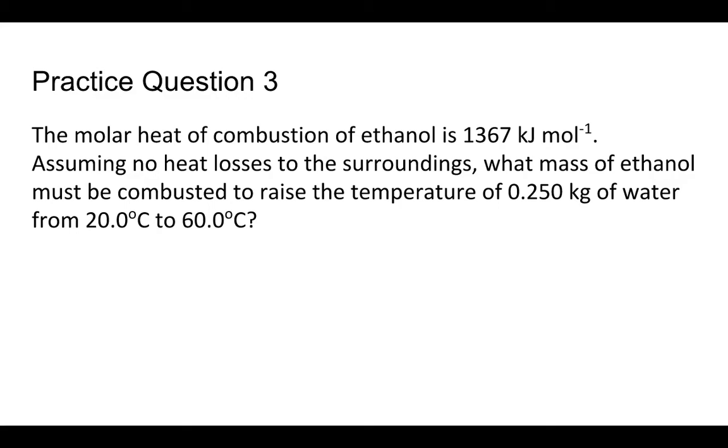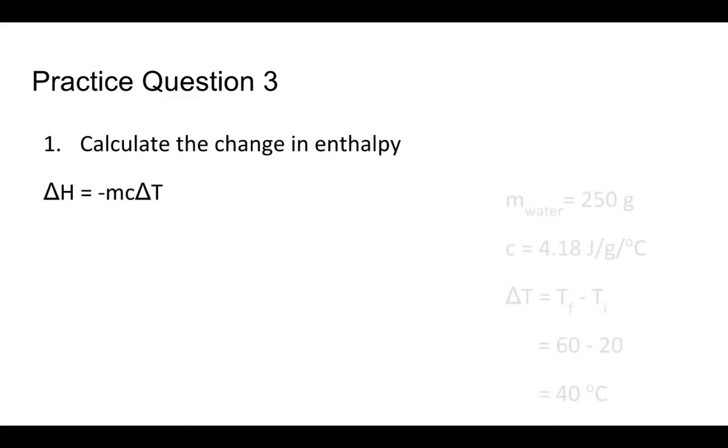So the chemists have decided that there's no reason for them to always put the negative, because when we're talking heat of combustion, it is always going to be heat released, so we assume the negative, okay? Assuming no heat losses to the surroundings, what mass of ethanol must be combusted to raise the temperature of 0.250 kilograms of water from 20 degrees to 60 degrees? So it's again asking mass, but now we're not given the change in enthalpy, we've got to calculate it ourselves.